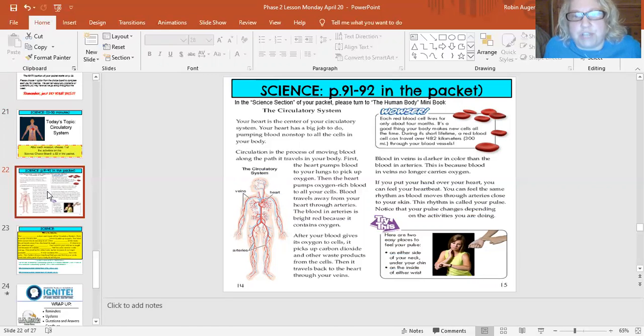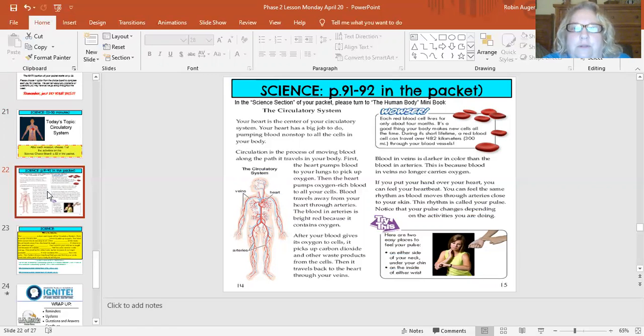Notice that your pulse changes depending on the activities you were doing. And that's what I was saying, that if you guys go outside and do some jumping jacks or you run around, take your pulse before and then take your pulse after. And that's what it's talking about. Try this. Here are 2 easy places to feel your pulse: on either side of your neck, under your chin, and on the inside of either wrist, okay? And then the box up above, wowzer.